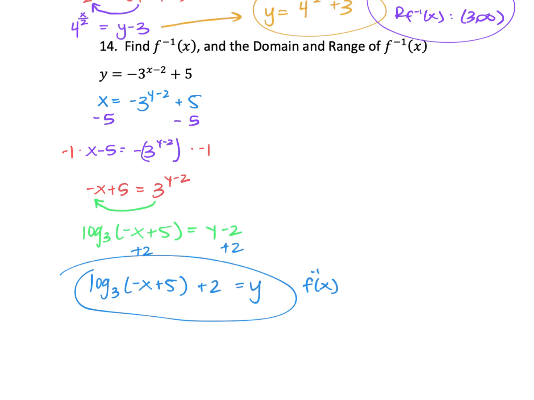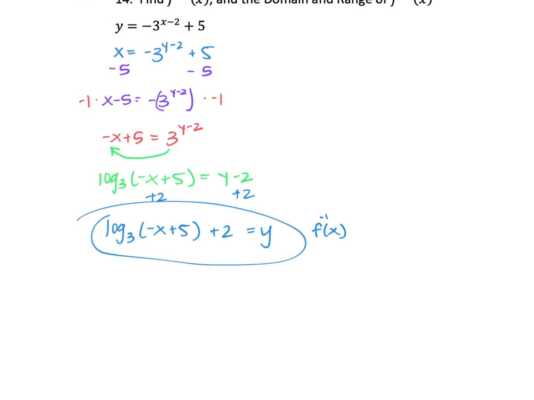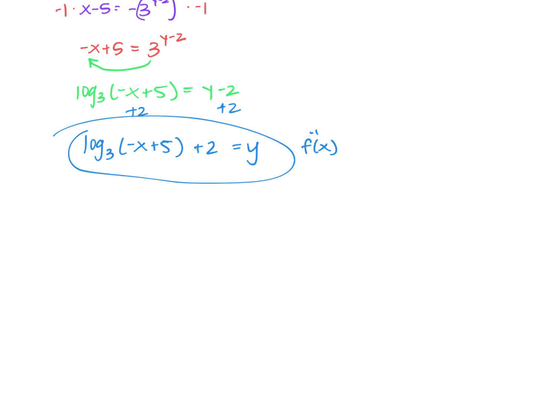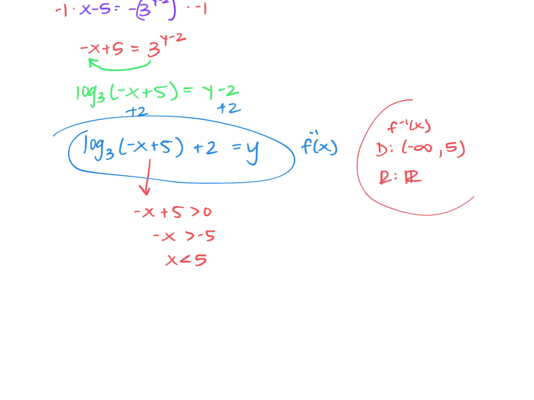Like I said, it is easier for me to find the domain and range of this logarithmic function. The domain, again, is going to come from that argument, has to be greater than 0, so I get negative x has to be greater than negative 5. When I divide by negative 1, everything becomes the opposite, so I get x has to be less than 5, which means my domain for my inverse function is going to be negative infinity to positive 5. The range of any logarithmic function is all real numbers.